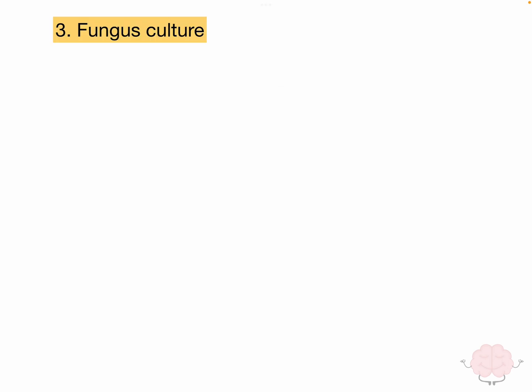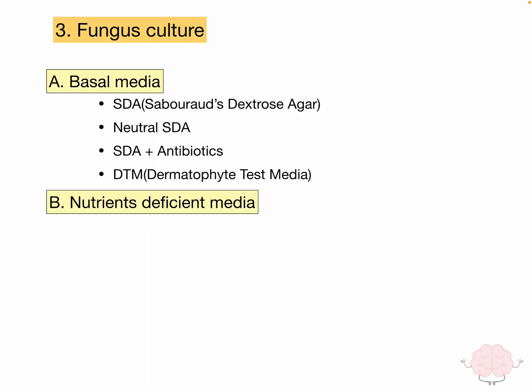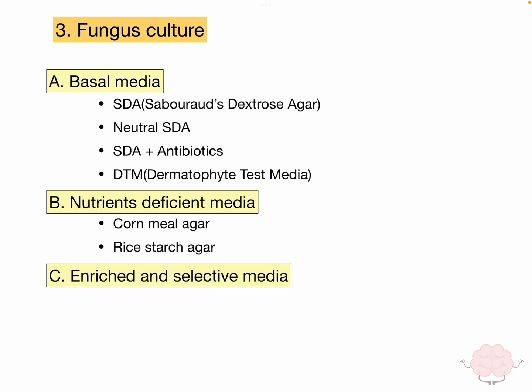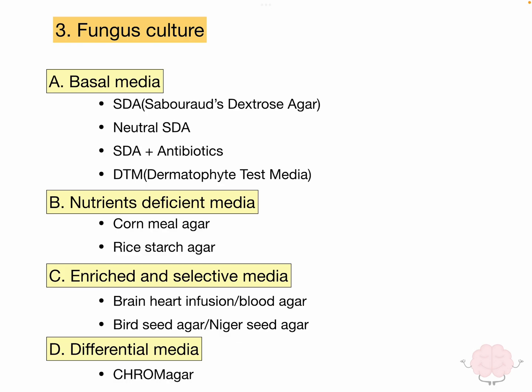Now next, following microscopy comes the fungus culture. Fungus culture can be of various types. They can be basal media, which includes SDA or the Sabouraud dextrose agar, neutral SDA plus some antibiotics, and the DTM or the dermatophyte test media. It can be nutrient deficient media, which includes corn meal agar or rice starch agar. It can be enriched or selective media, which includes brain heart infusion or blood agar, or bird seed agar or Niger seed agar. Or lastly, it can be differential media, which includes the chrome agar.